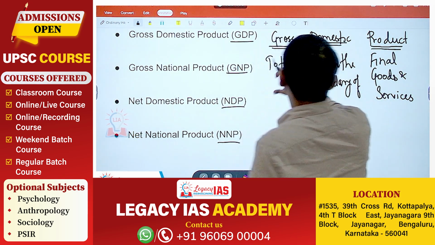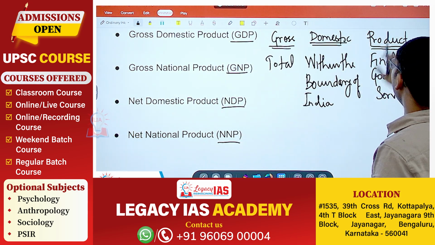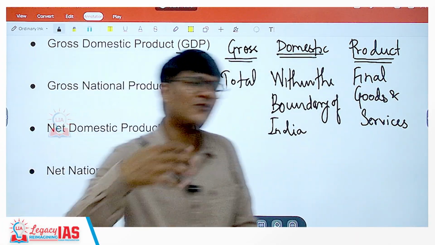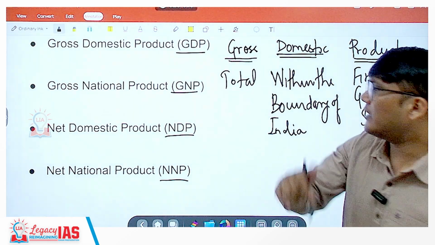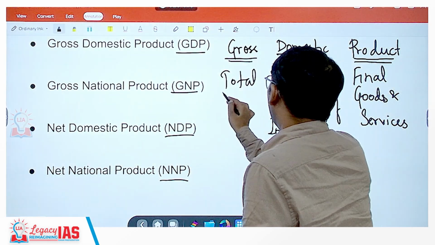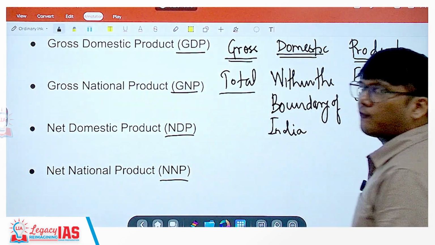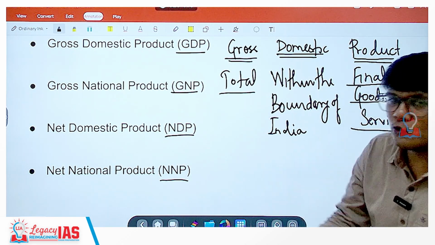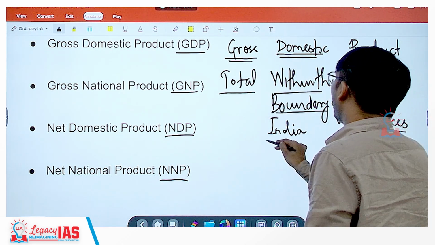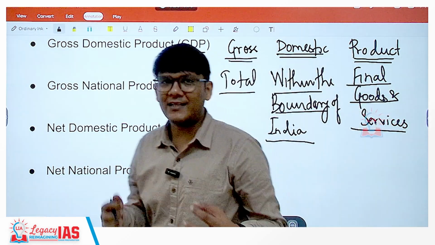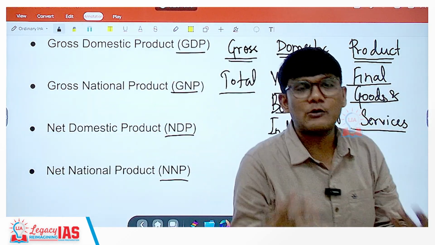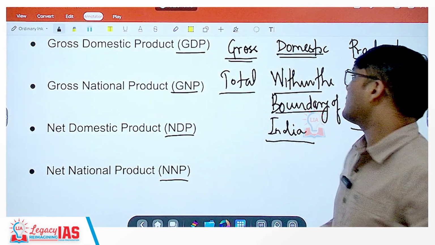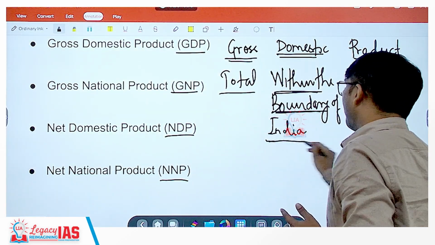So gross is total, domestic is within the boundary of India, product is the final goods and services. That means, what does your GDP become? Your GDP becomes the total value of the final goods and services produced within the boundary of India. So GDP is nothing but the total value. Total value of what? Of the final goods and services produced where? Within the boundary of India.